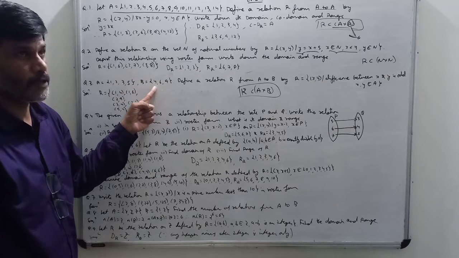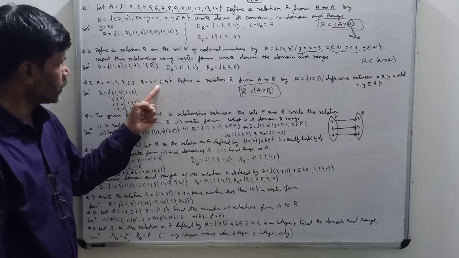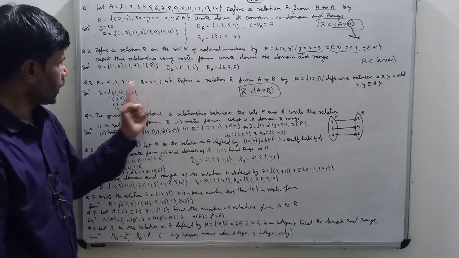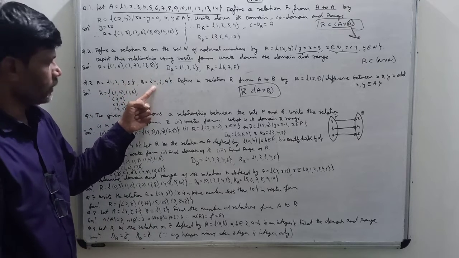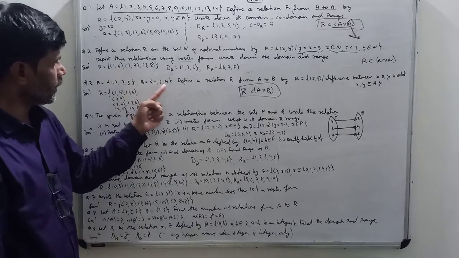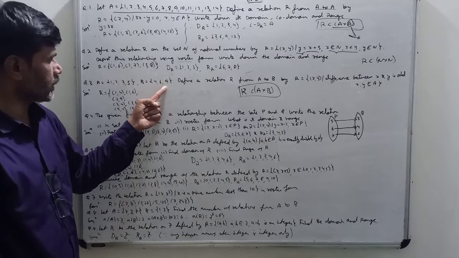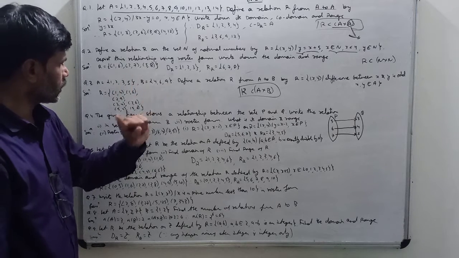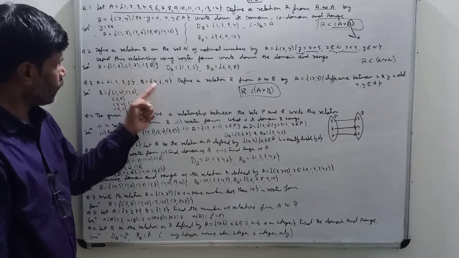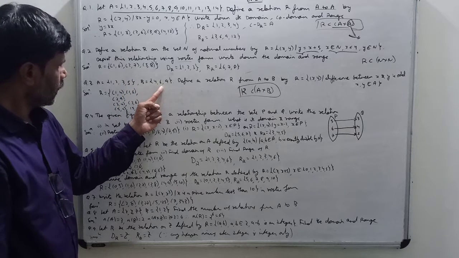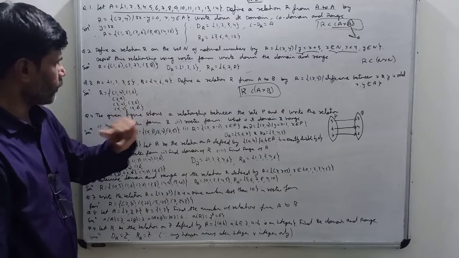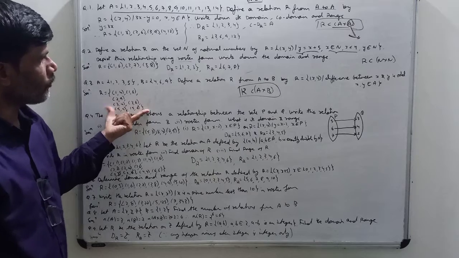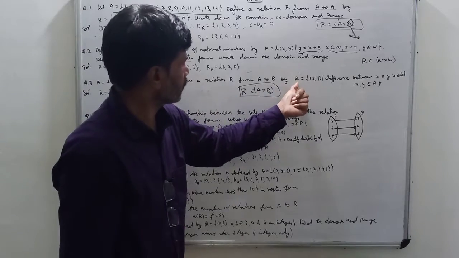Then (2, 4). 2 minus 4 is minus 2. Is it odd? No. (2, 6)? No. (2, 9)? Yes. Then (3, 4)? Yes. (3, 6)? Yes. (3, 9): 3 minus 9 is minus 6. Minus 6 is not odd. So (3, 9) we cannot take. Then (5, 4)? Yes. (5, 6)? Yes. (5, 9) we cannot take. So these are the elements of R. That only they have asked.